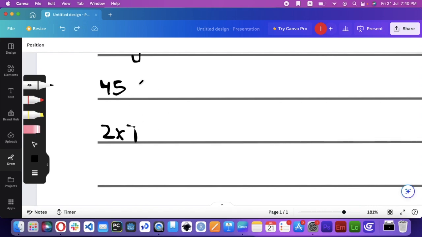So if you want to multiply 4 by 5, that's the time when you're going to have to use the multiplication sign. 4 times 5. If you multiply 2x by 7, you will also use the multiplication sign. So 2x times 7.